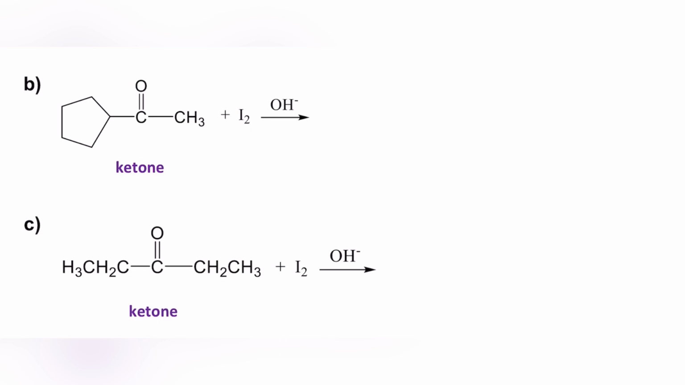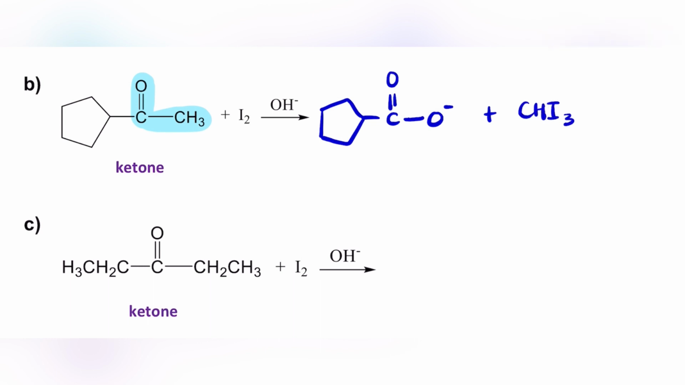Next, we try a few more examples. We got 2 here. So this is our ketone. Make sure this ketone has methyl carbonyl group or methyl ketone group. So we got one here. And then what you can do, you can show the formation of carboxylate salt. So this is my carboxylate salt because I use only OH-, so there is no Na+. And then don't forget you have CHI3 as the side product. And this time I'm going to use arrow pointing downward, same thing.